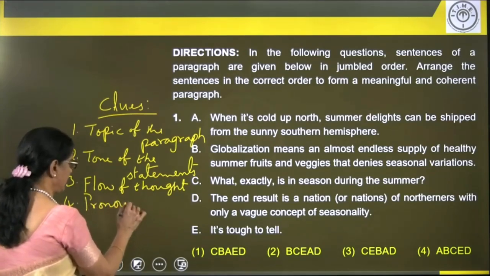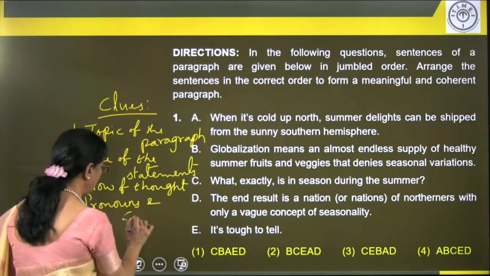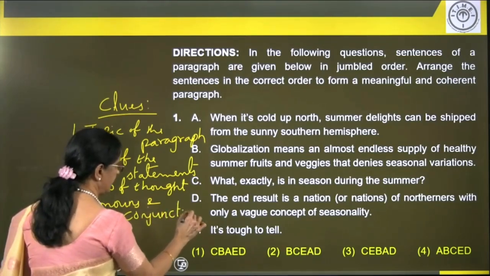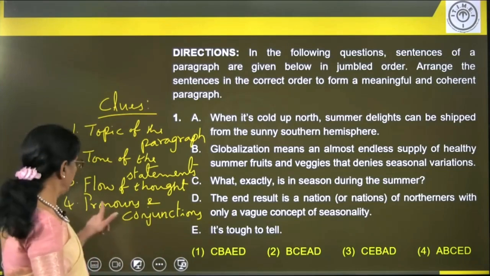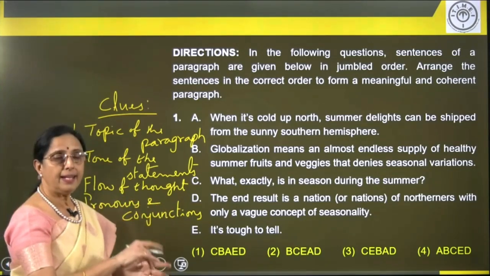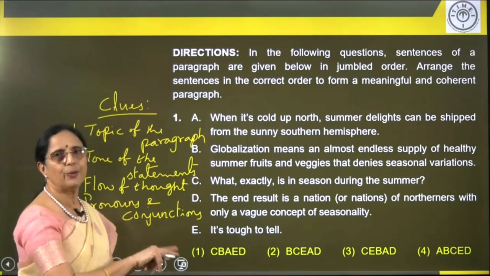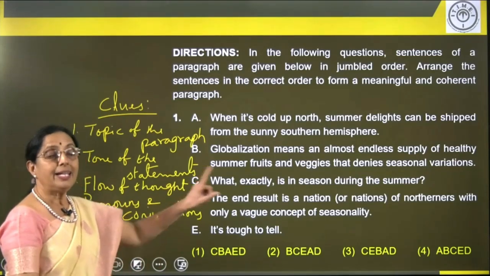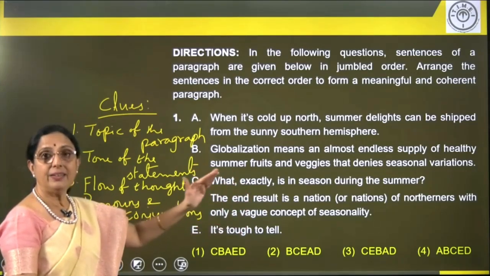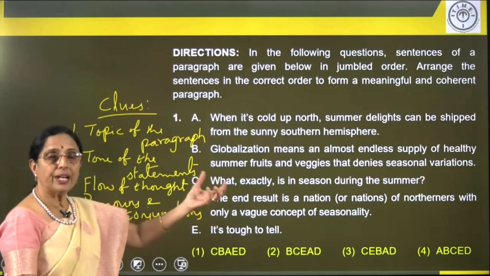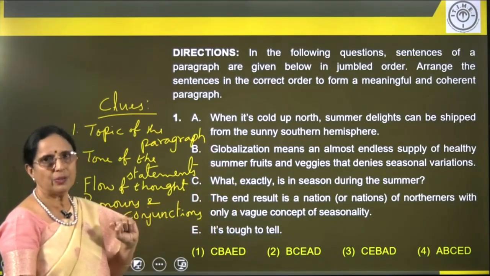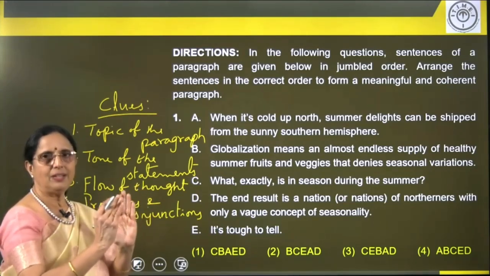Pronouns and conjunctions. You should never ignore the pronouns and conjunctions that are given in the sentences. Pronouns are I, we, you, he, she, it, they, this, that, these, those. He did it. They did it. He and they are pronouns. So, you have to find the nouns related to these pronouns. Do you understand? That will help you.